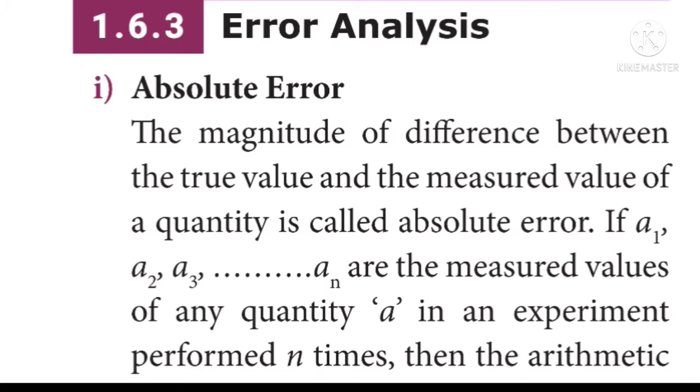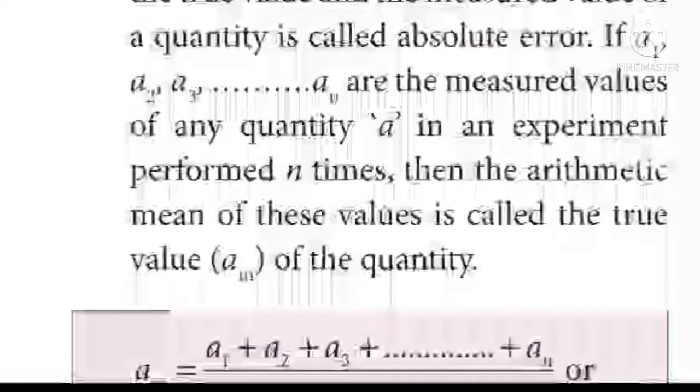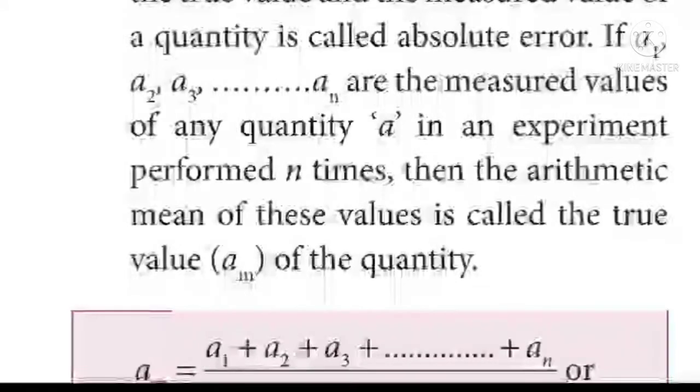Let us discuss that. If A1, A2, A3 and so on up to An are the measured values of any quantity A in an experiment performed n times, then the arithmetic mean of these values is called the true value of a quantity, which is represented by the letter Am.